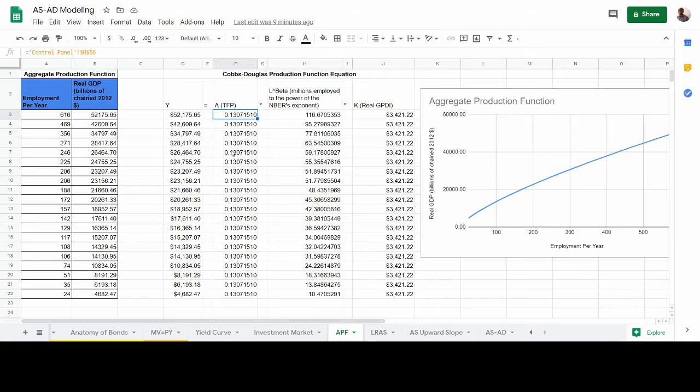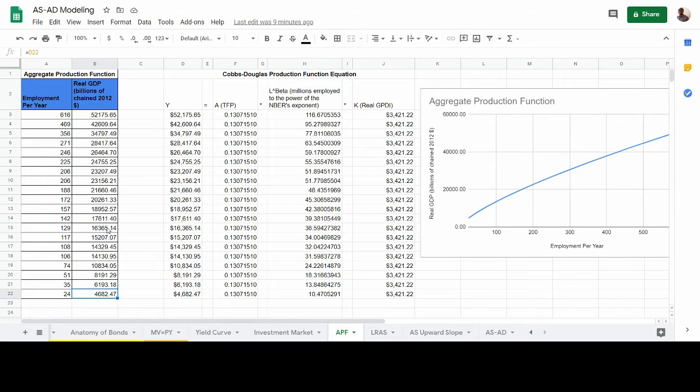So in this case, it's a random decimal value that gets us to the value for output once you multiply all three of these together. Once you multiply the effective capital, labor, and technology, we get a level of output that should be expected. So at an employment level of 616 million people, our fictional economy would expect output of $52 trillion. At employment of 24 million people, our expected output for the economy would be $4.6 trillion.